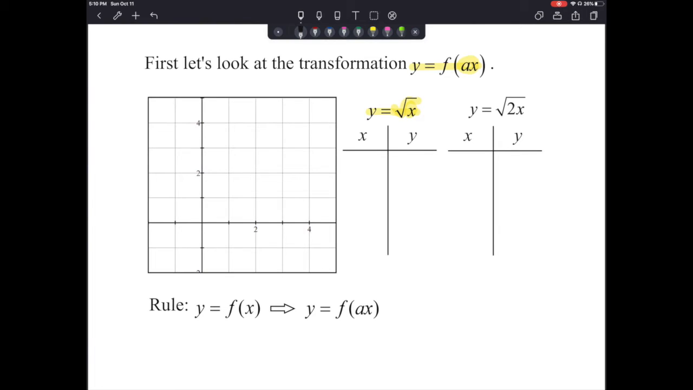So, first of all, y equals the square root of x. We know that 0, 1, and 4 go in nice and neat. So the square root of 0 is 0, the square root of 1 is 1, and the square root of 4 is 2. We're going to plot that parent graph right here.